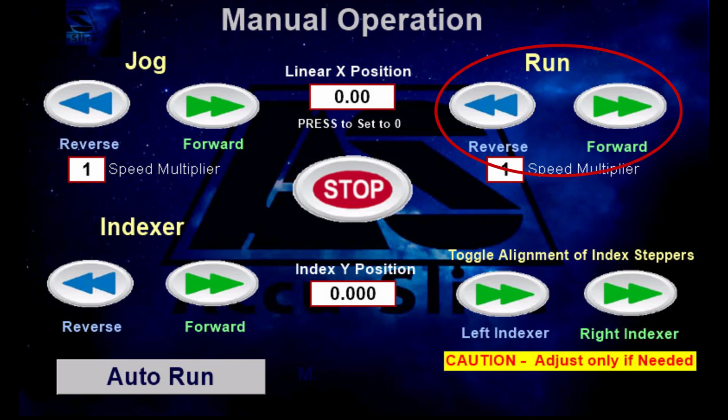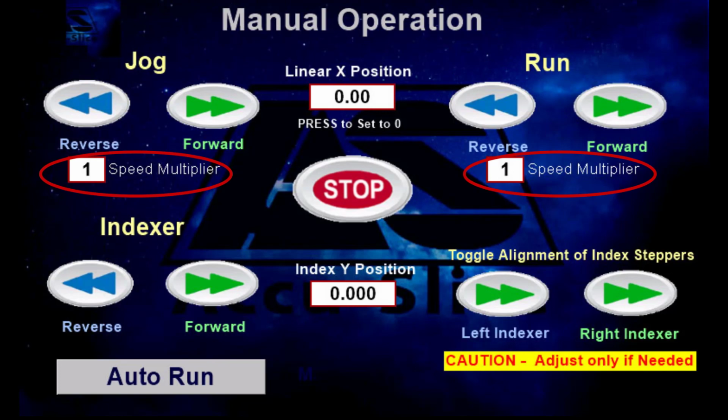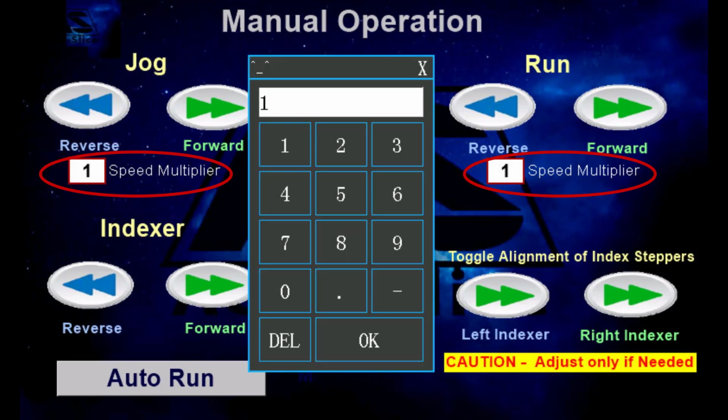On the top right section of the display are similar buttons for the continuous movement of the linear X movement of the carriage. By pressing and releasing one of these buttons, the carriage will move in the left or right direction and then are stopped by pushing the stop button in the center of the screen. Notice that under both sets of these control buttons is a box labeled Speed Multiplier. By touching one of these buttons, a numeric keypad will pop up on the screen, which enables you to multiply the speed of the linear movement.